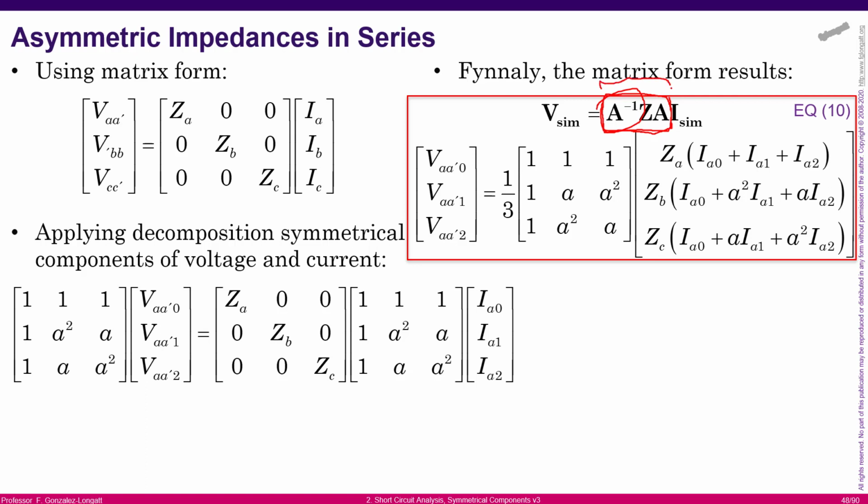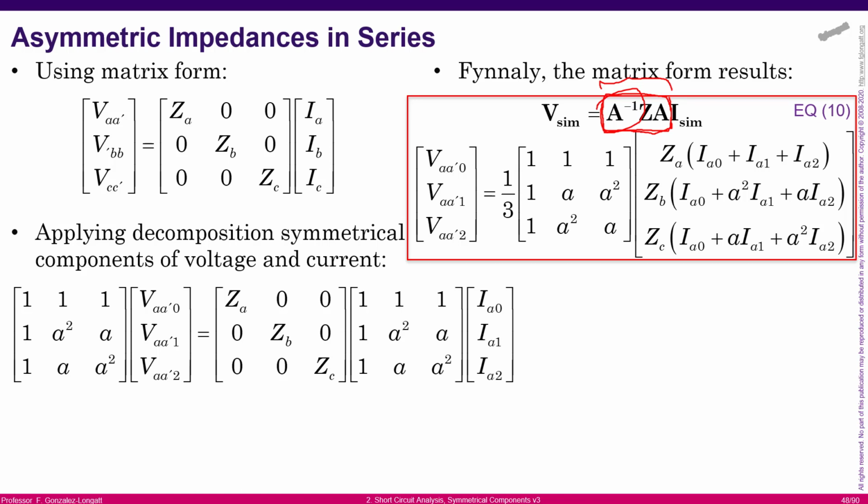This is what we call the sequence impedance. If we have symmetrical components, they follow Ohm's law. That means that symmetrical voltage should be equal to the symmetrical or sequence impedance multiplied by the sequence currents. Okay.